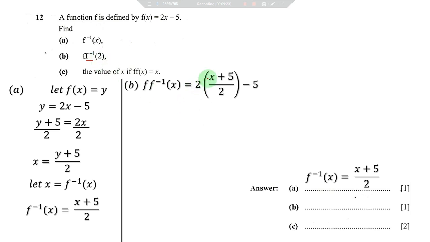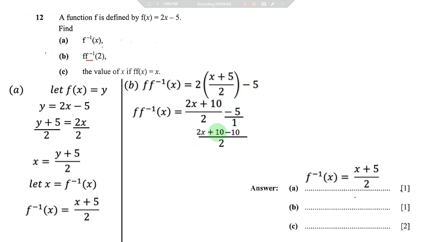So a 2 can be multiplied on top there with x and the 5. Then it will look like this, 2x plus 10 over 2 minus 5. Let's say over 1 on the 5. And then let's find the LCM, the lowest common multiple, which is a 2. A 2 into 2, that's a 1. 1 multiplying with this, they will still remain the same. 1 into 2, that's a 2. 2 times negative 5, we have a negative 10.